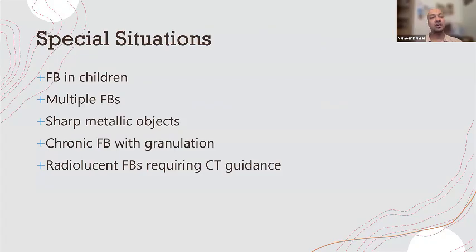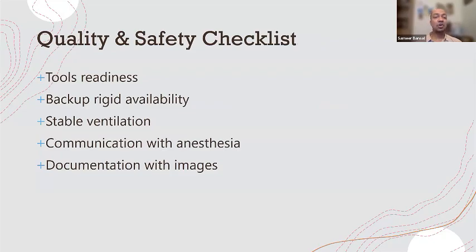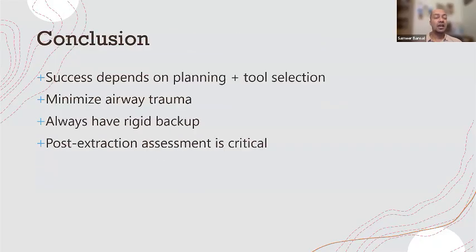And there are certain special situations such as foreign body in children, multiple foreign bodies, sharp objects, chronic ones with granulation, and radiolucent foreign bodies, which may require CT guidance. Always have that quality and safety checklist: tool readiness, backup rigid availability, stable ventilation. Keep communicating with your anesthetist, and always document everything with images.